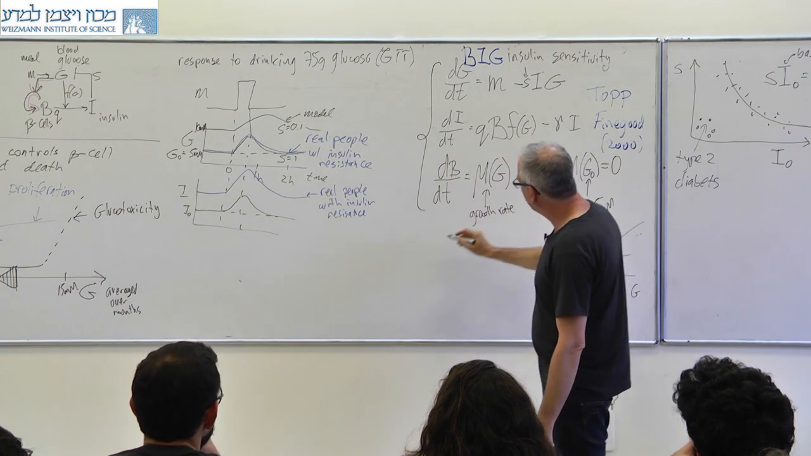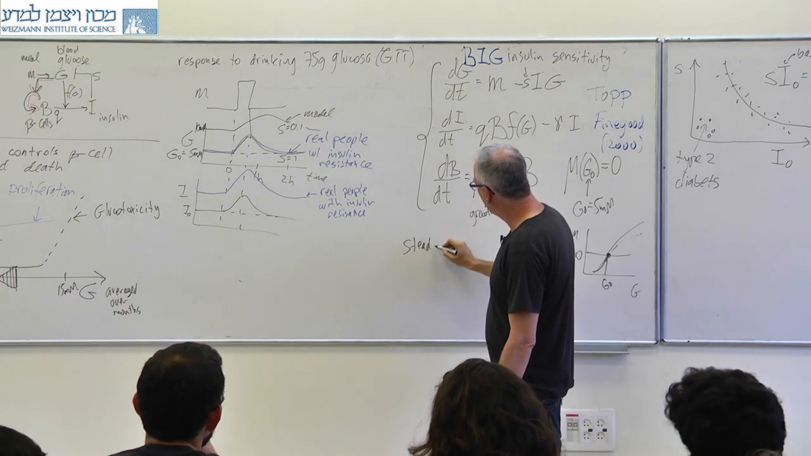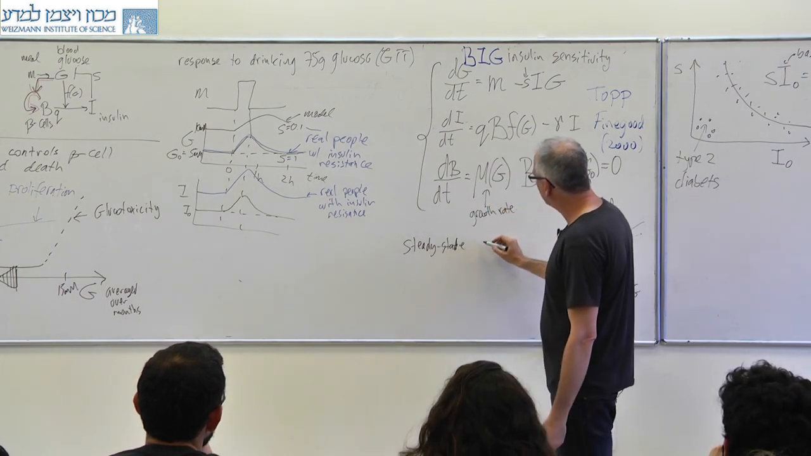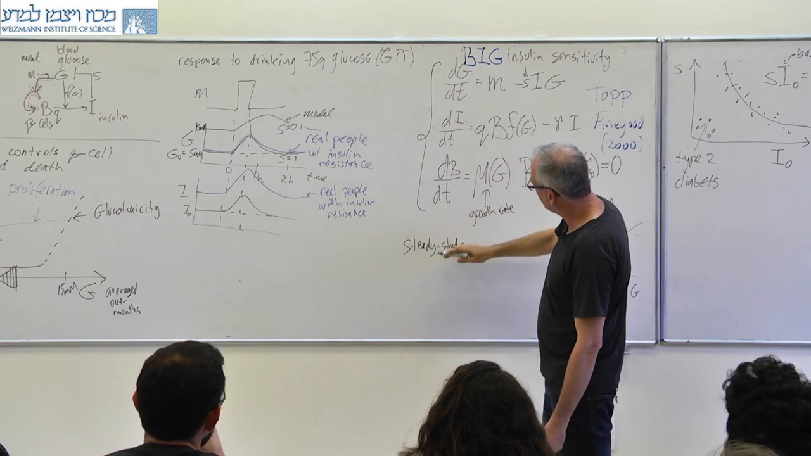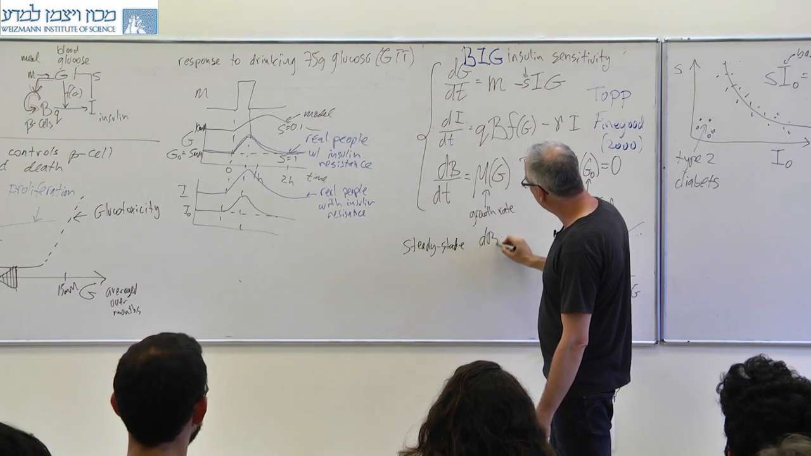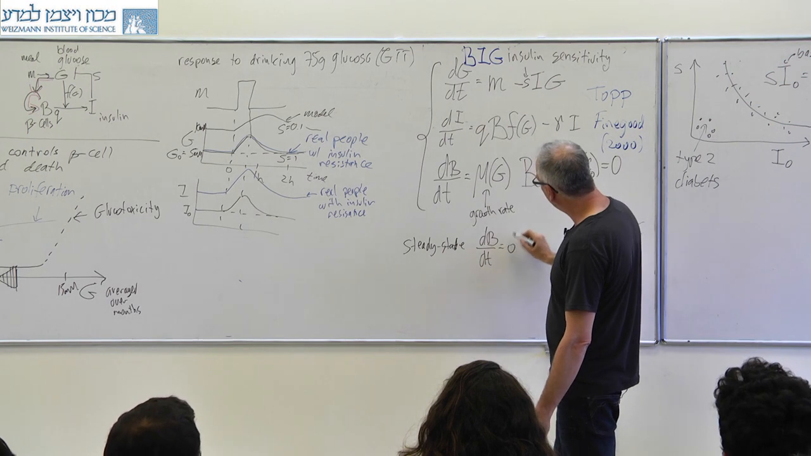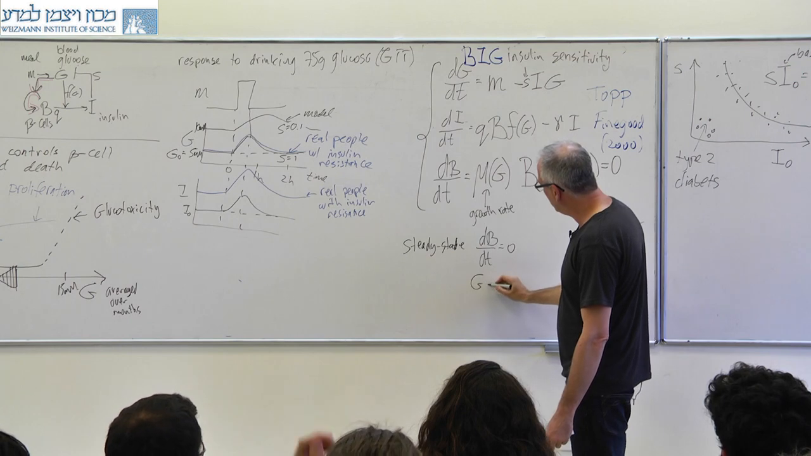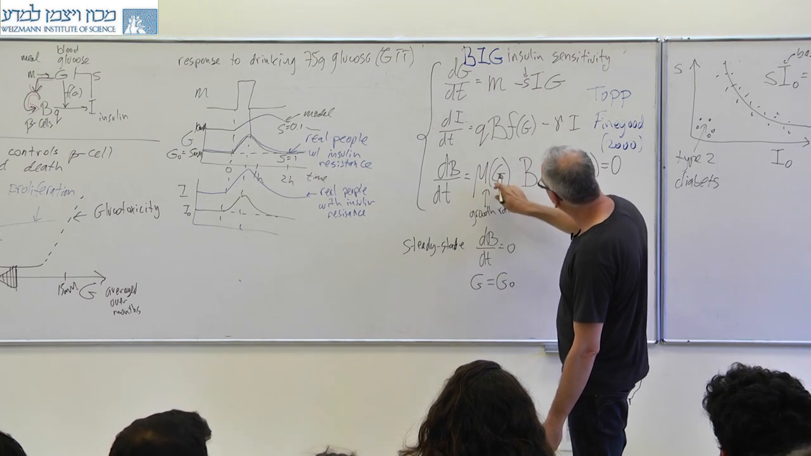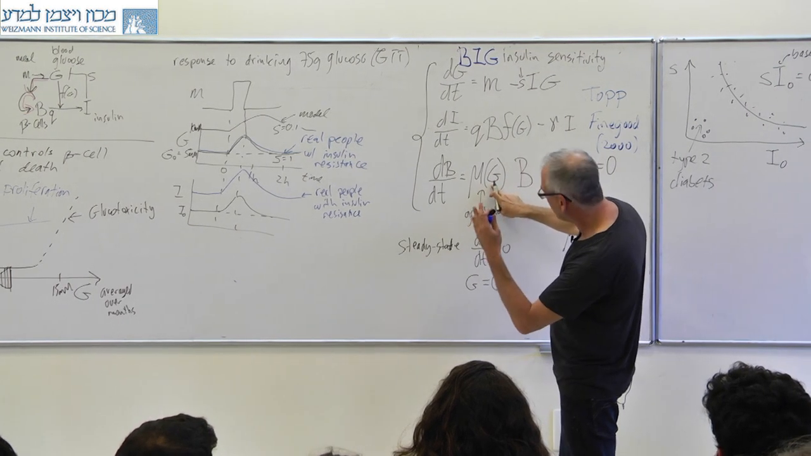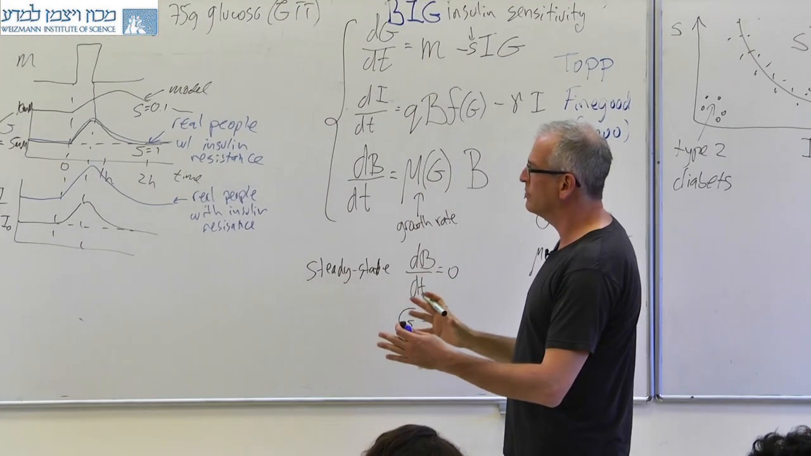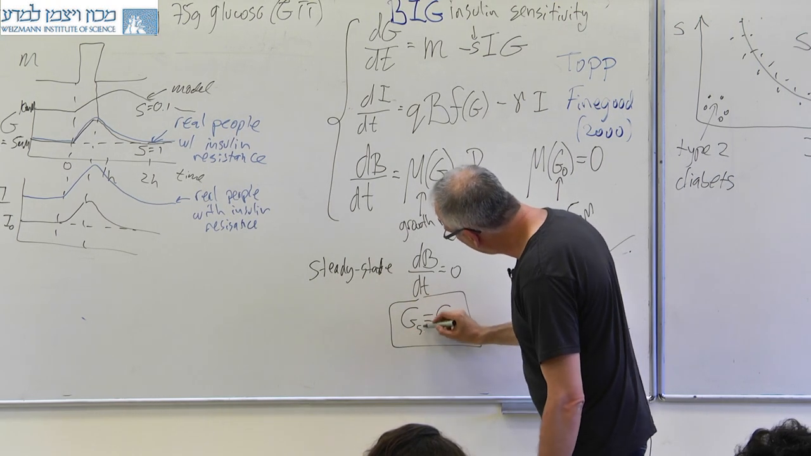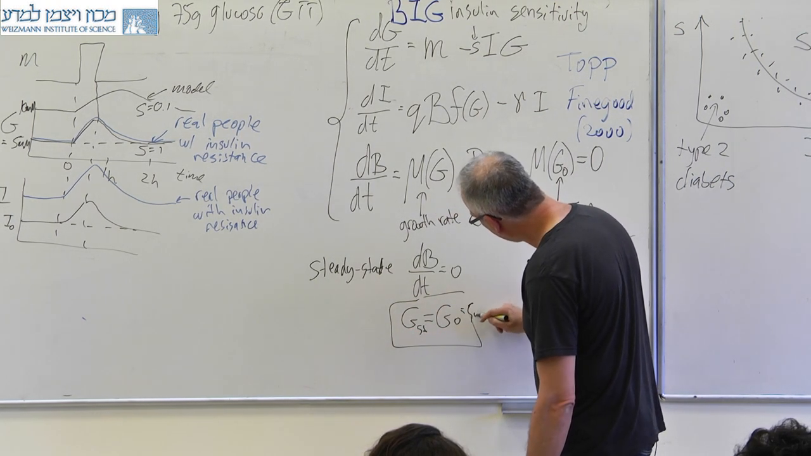The steady state here: you remember how we get steady state? We need all of these to be zero. Steady state means all of these are zero, in particular the change in the number of B cells equals zero. And the only way you can get that so far is if G equals G0, because that's the only way mu is zero. That's to say, only at 5 millimolar do beta cells stop growing or shrinking. And that means that our steady state is 5 millimolar.